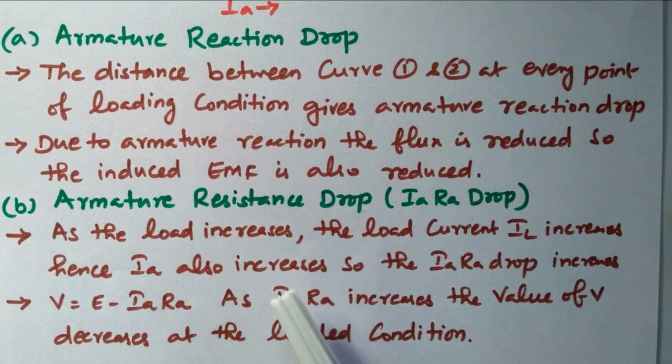So in this video we discussed what the characteristics available of a DC generator are, then the characteristics of a separately excited DC generator, that is the no load characteristics, and the internal and external characteristics, right?